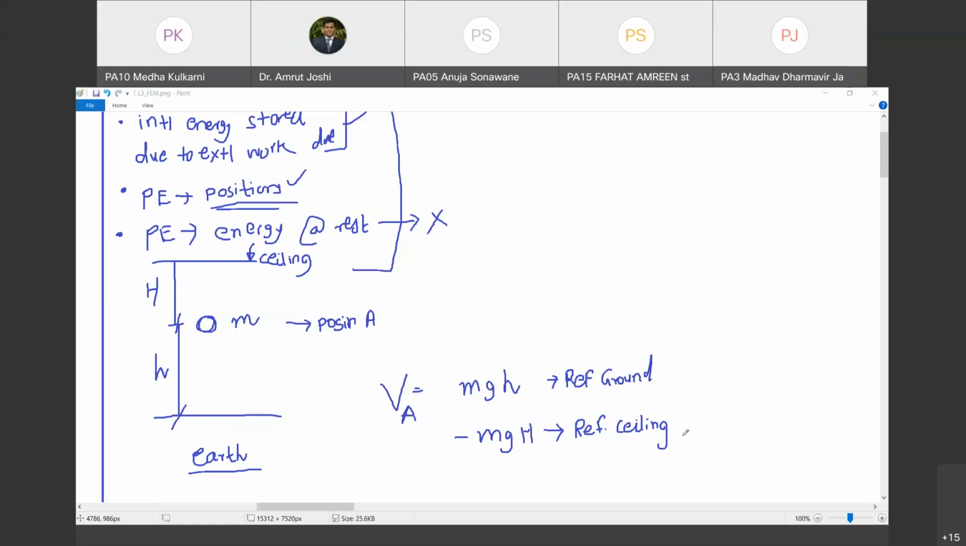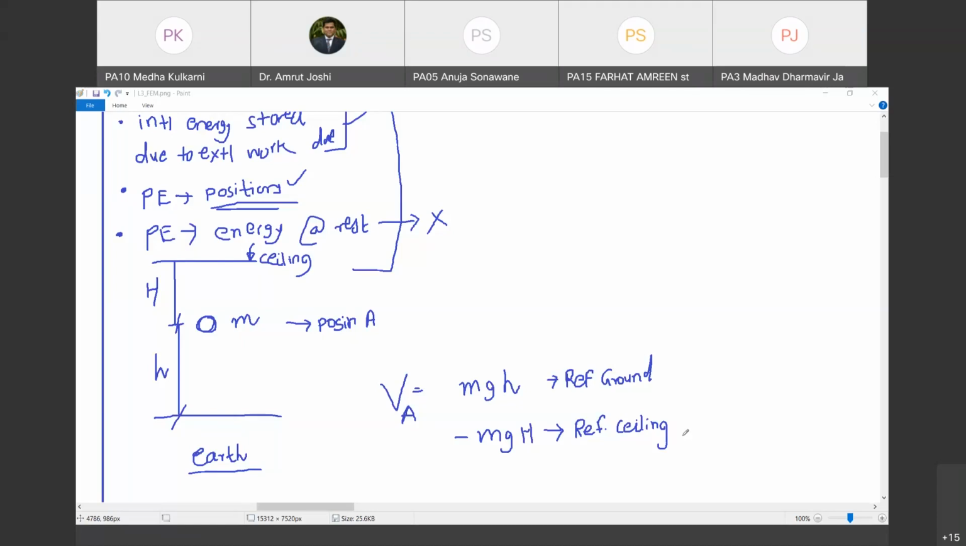So therefore, what we call potential energy, this potential energy is a very dangerous term. It does not have a physical meaning as the other energies have. Do you agree with me? Yes, sir. Let me tell you another thing.